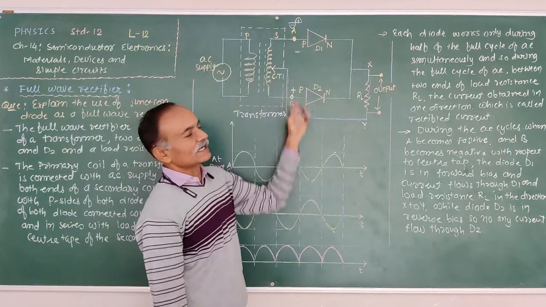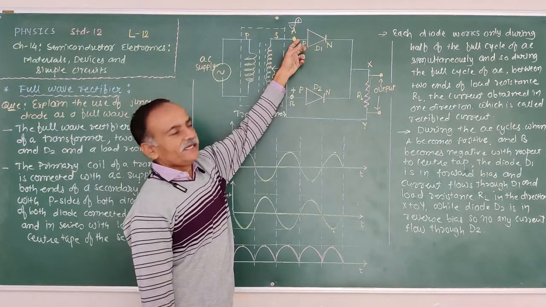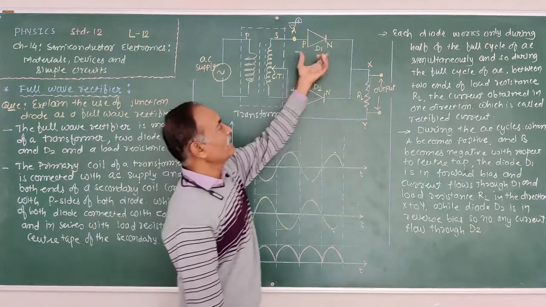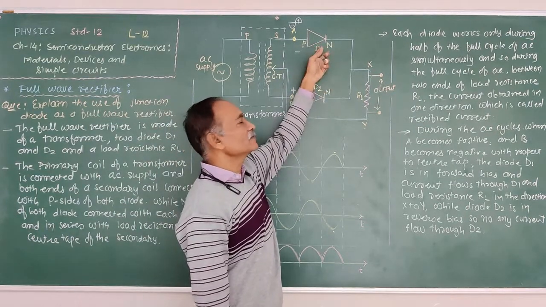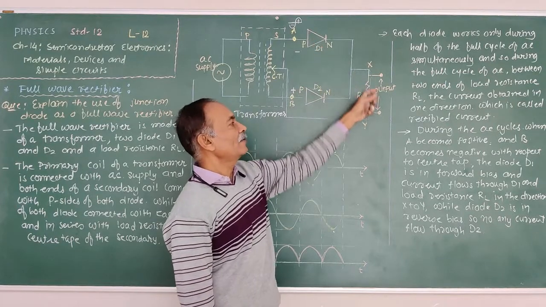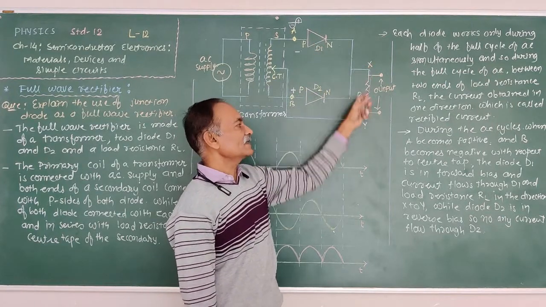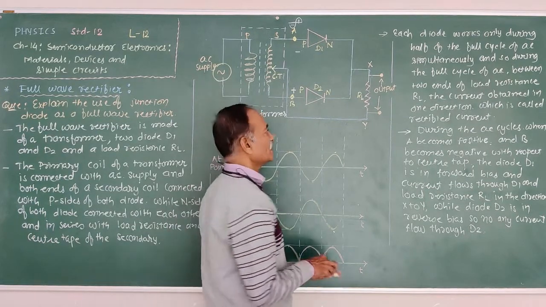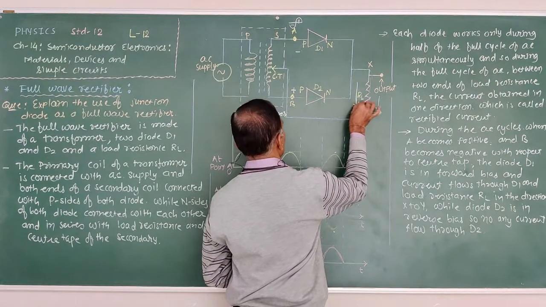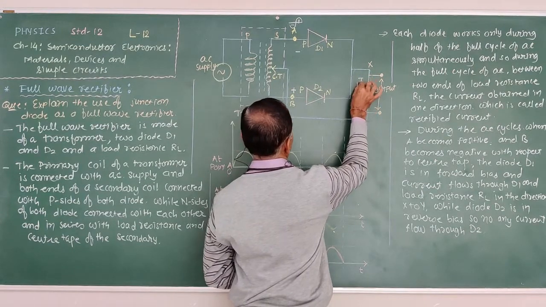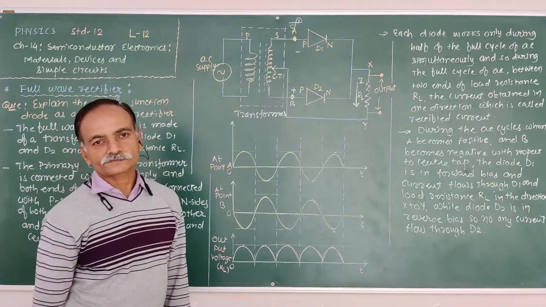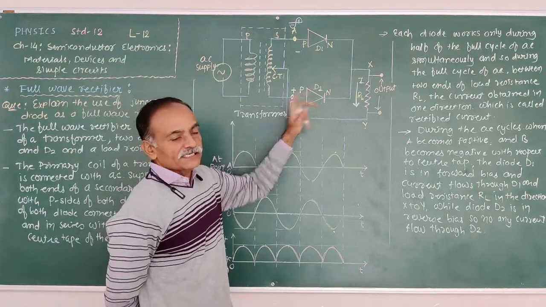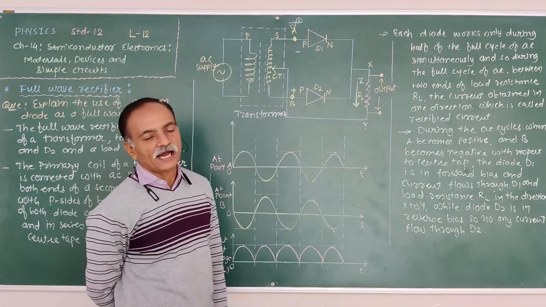Now during the AC cycle, when A becomes positive, B becomes negative. So diode D1 is in forward bias and current flows through diode D1 and load resistance RL in the direction X to Y. That means the current is flowing in this direction in both cases. And diode D2 is in reverse bias, no current flows through the diode D2.